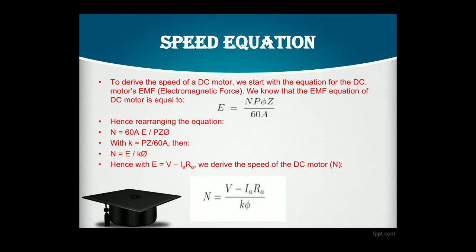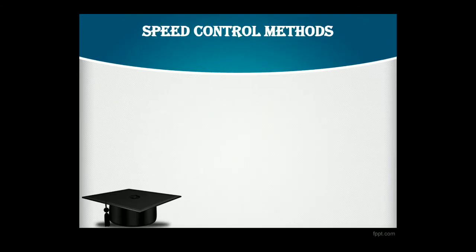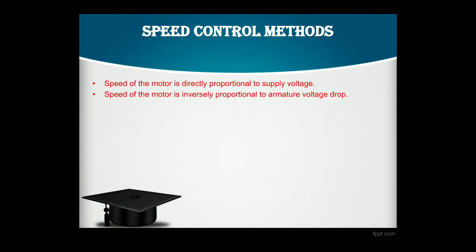Now, the speed control methods. There are several speed control methods. Number 1, the speed of the motor is directly proportional to the supply voltage. Number 2, the speed of the motor is inversely proportional to the armature voltage drop. And the speed of the motor is inversely proportional to the flux due to the field.